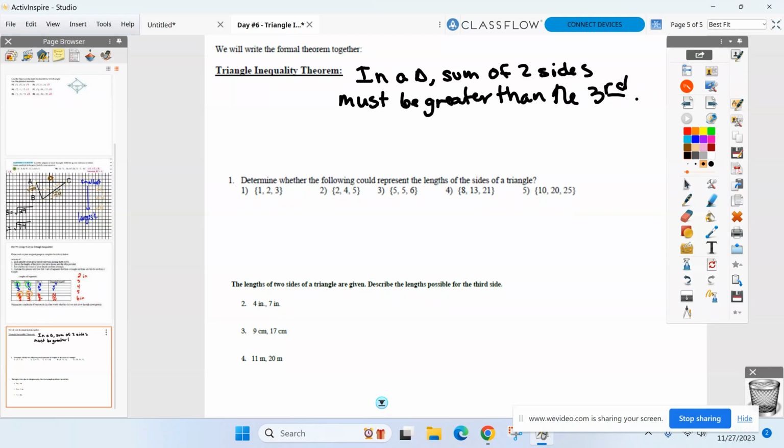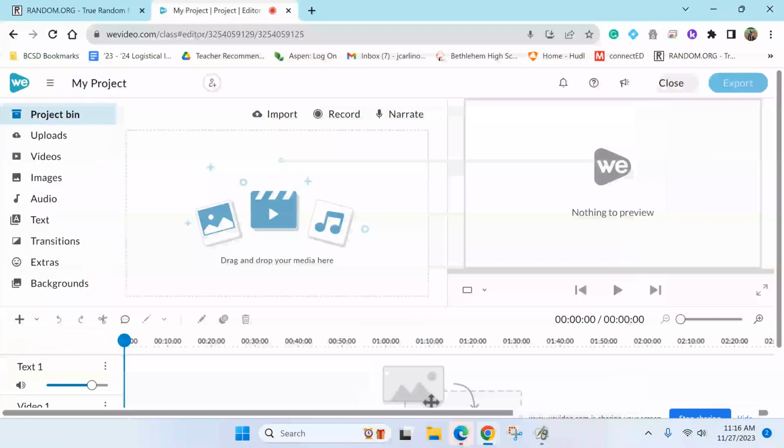All right, numbers coming out now, calling on individual people. What I did here, 1 through 5, I'm giving you the side lengths. Will it form a triangle or not? If it's a yes, just tell me yes. If it's a no, tell me why. If I had a triangle that had three sides of 1, 2, and 3, would that form a triangle or not based on our new theorem?